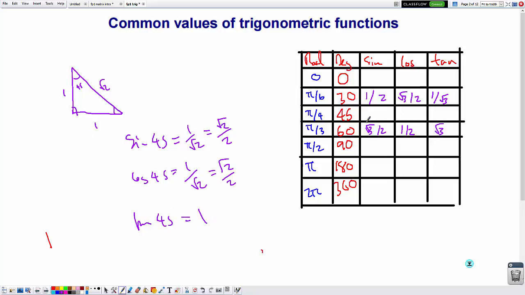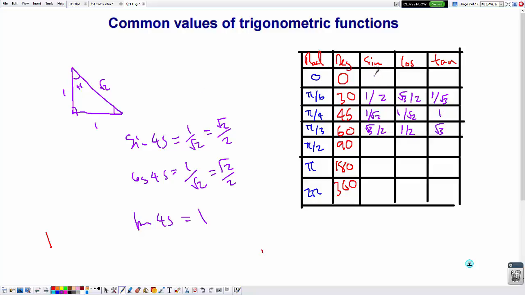Alright, so we've got these other values. I'll use 1 over root 2, as I didn't rationalize before. So it's 1 over root 2, 1 over root 2, and 1. Now, for 0, none of these triangles gave me 0.